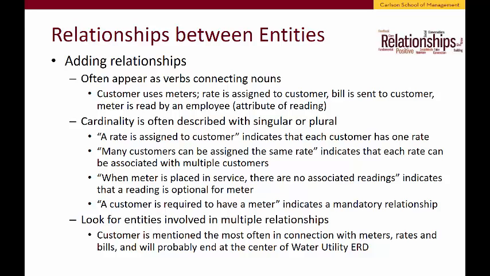We now move to the second step of our data modeling process, which involves identifying and adding all the required relationships between pairs of entities. Relationships often appear as verbs between nouns, such as rate is assigned to customer, or customer uses meters, or bills are sent to customer. The cardinalities are typically described by singular and plural of entity nouns connected by relationship verbs in one or more sentences.